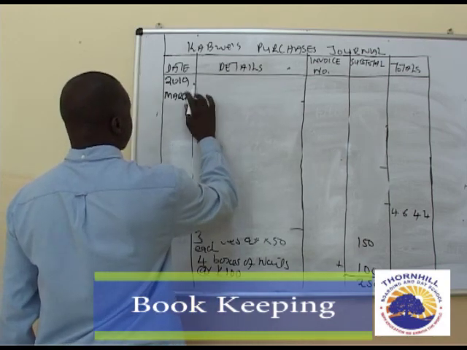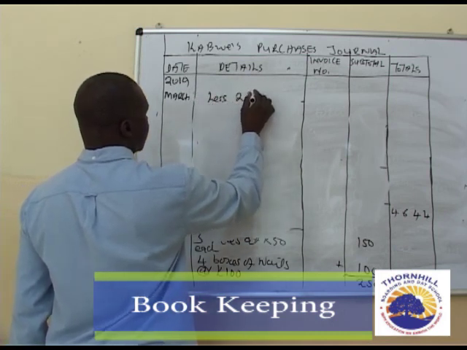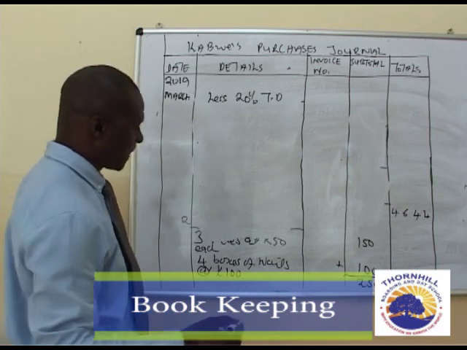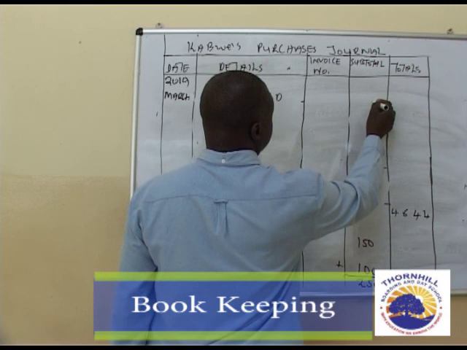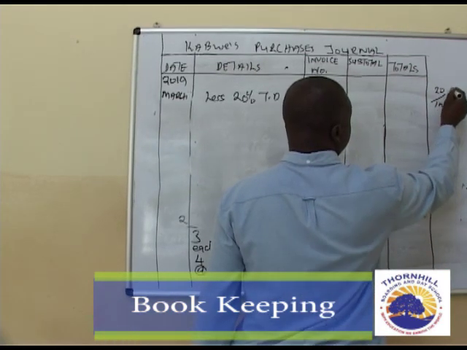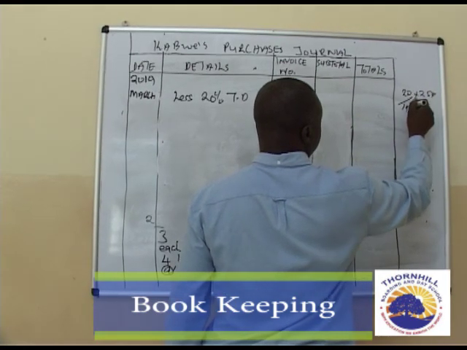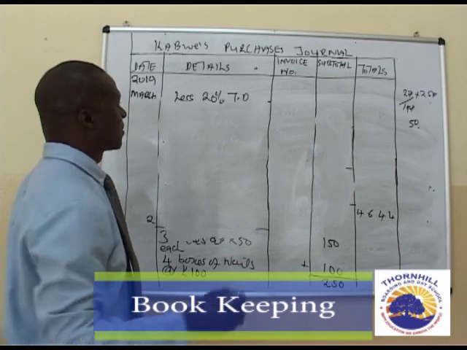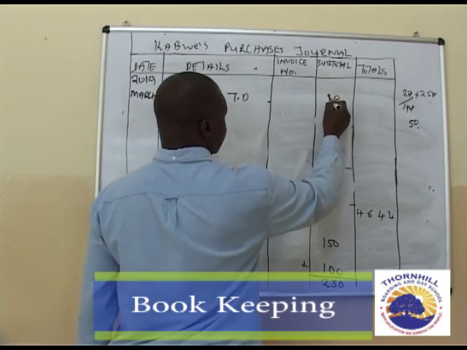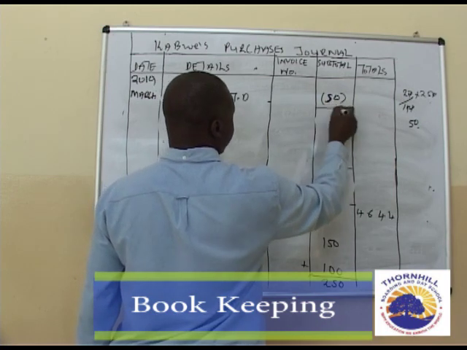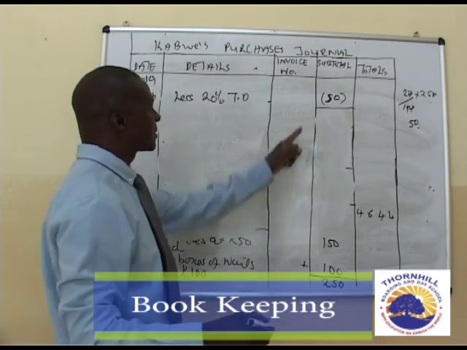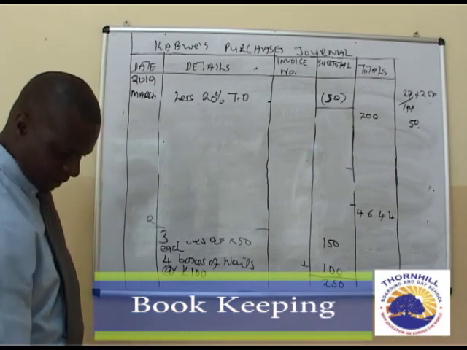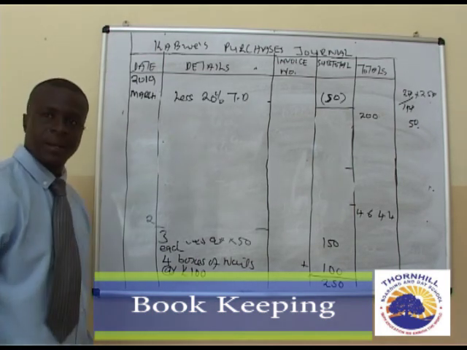I'll say less 20% trade discount. So we get 20% of this. You can work out the 20% times 250. Cancel that. 25 by 2 is 50. So the 20% of 250 is just 50 kwacha. That's what we're going to subtract from our 250 here. So 250 minus 50 will give us 200 on the total score. So that is how we work out that particular item.